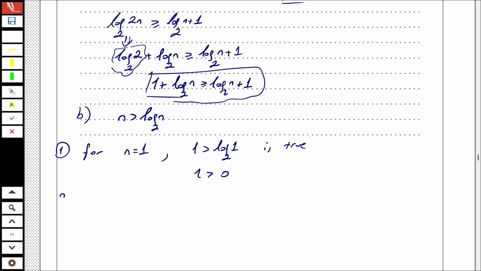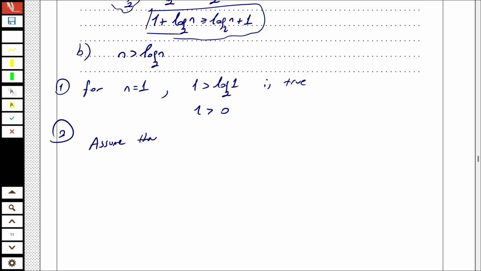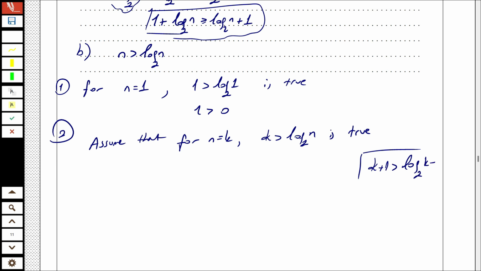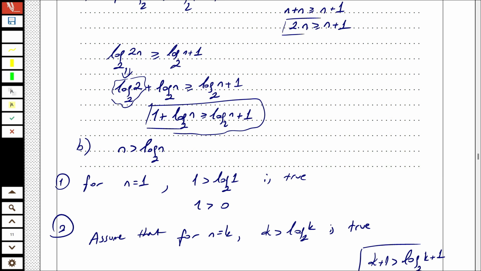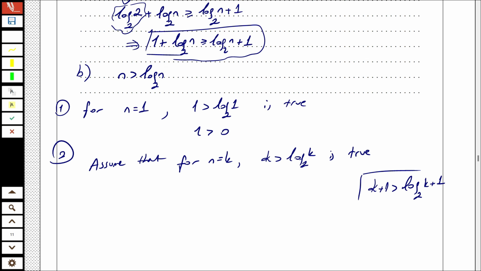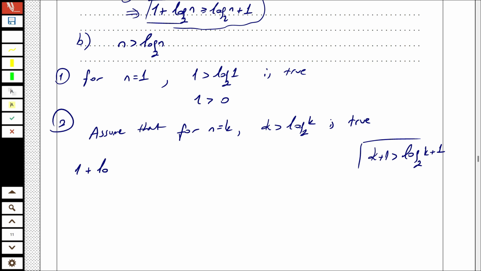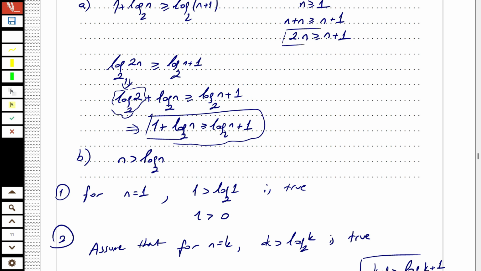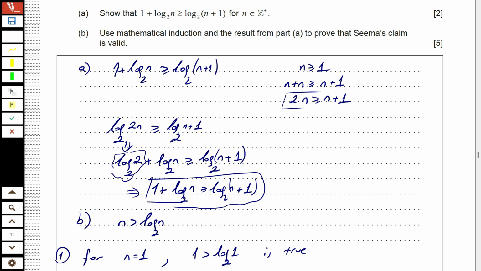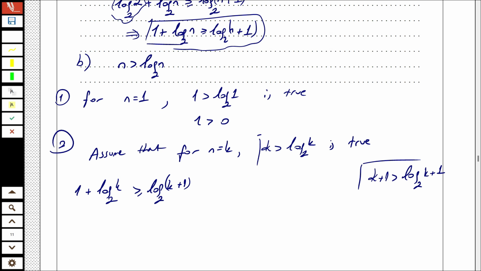This is the first step. At the second step, you will assume that for n equal k, this claim is true, and we're gonna show that for n equal k plus 1 this inequality is true. Our goal is to show that k plus 1 is greater than log base 2 of k plus 1. I will write this k here. And what we know from question A, we can write, for example, that 1 plus log base 2 of k is greater than or equal to log base 2 of k plus 1, right? Yeah, I will use parentheses here. And I know this inequality is true.